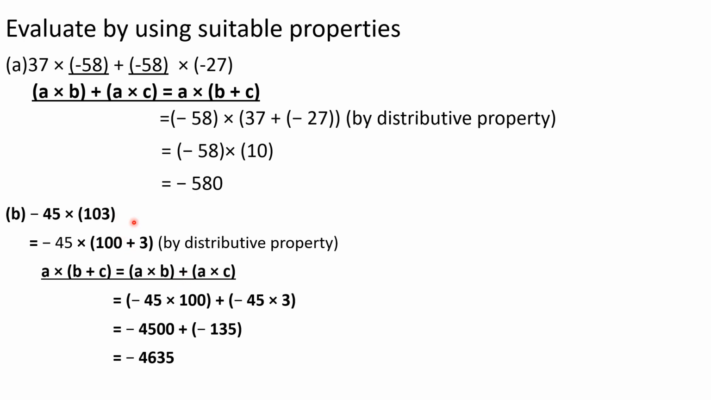So whenever the question is given by distributive property, I cannot find the answer directly as minus 45 into 103. You have to split the number, distribute it in the form of addition, and this multiplication, minus 45 is distributed to 100 and minus 45 is distributed to 3 also. That is, this 103 is split as 100 plus 3. Moving on to the other sum.